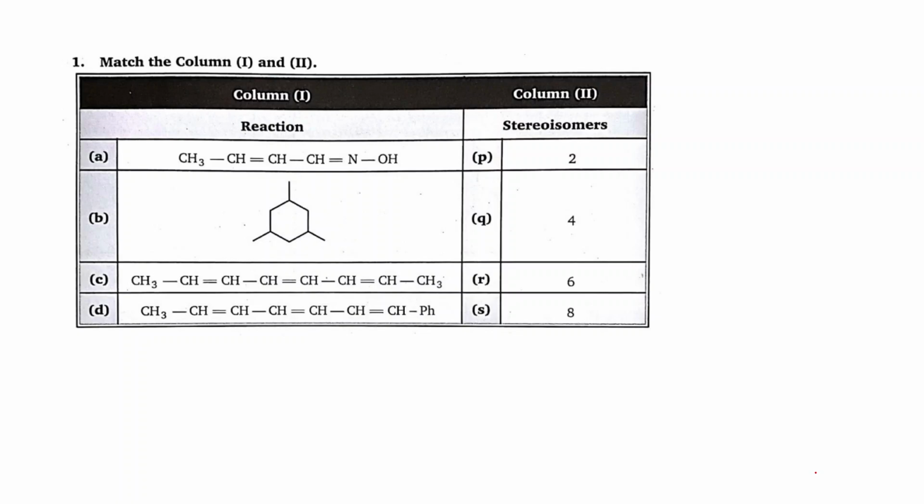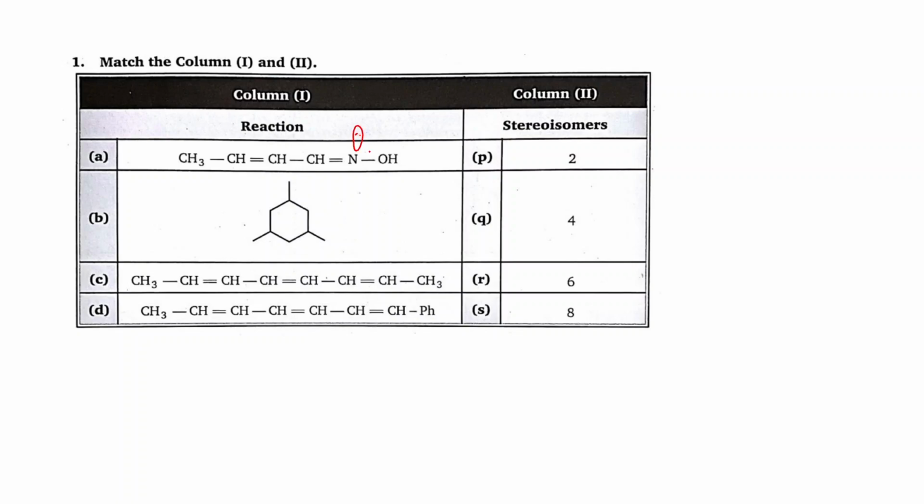Okay, so now let's try to do this question. We are not going to use any formula because this is not so complicated. So let's take a look at the first one. CH3, there is a double bond. This is an oxime, so the double bond of the oxime can show geometrical isomerism. That is a fact you should know.